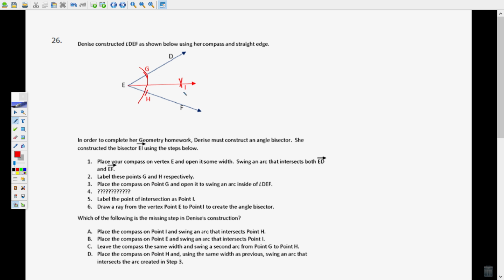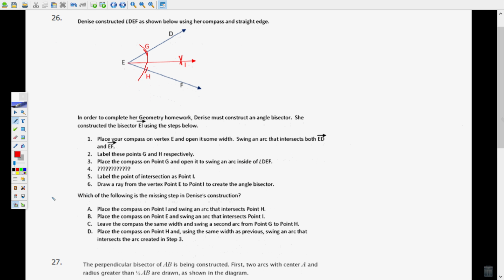And then the next step is to keep that same opening and put your point at H and draw the same arc from H so that you have a point of intersection. So you want to pick the one that says basically that. And that would be D. Place the compass on point H and using the same width as previous, swing an arc that intersects the arc created in step 3.